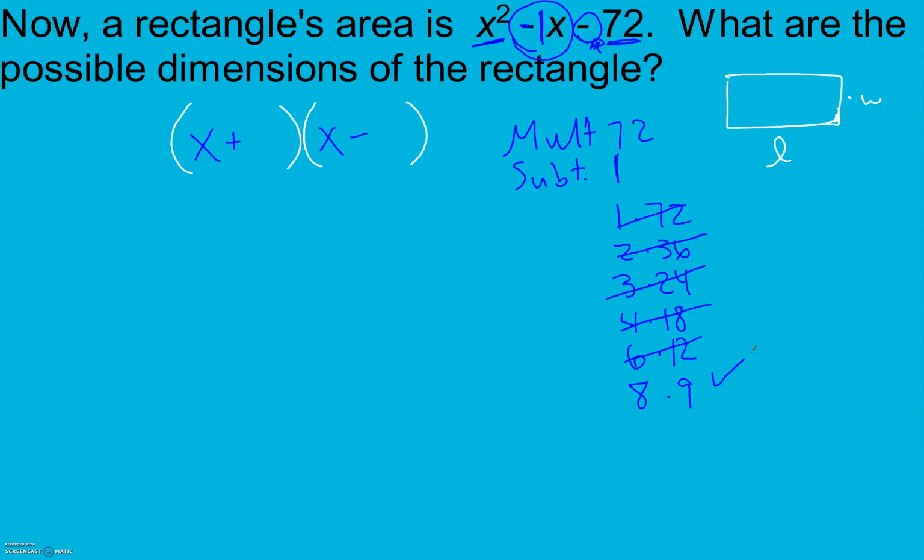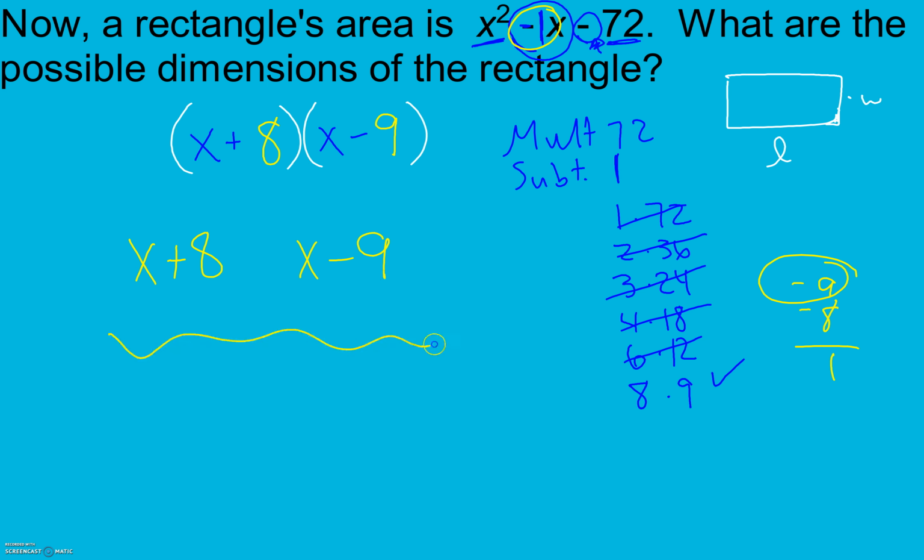And remember, we always take bigger minus smaller and give the sign of the bigger number. So in order for it to be negative 1, that means 9, since it's bigger, would have had to have been negative. So negative 9, positive 8. So here, my dimensions would be x plus 8 and x minus 9. These are the things that we could multiply together again to get back to x squared minus x minus 72.